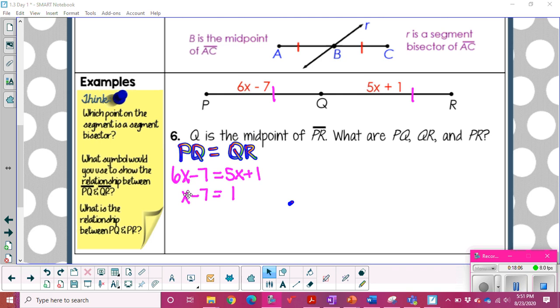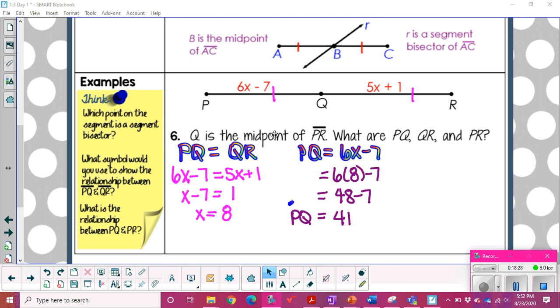Okay, so to solve for x, I now need to move negative 7. So I'm going to do the opposite and add 7 to both sides. So you get x equals 8. And this is super helpful because now I can just plug 8 in for x here and here. So I'm going to go ahead and do that. Y'all pause the video and go ahead and finish that for me.